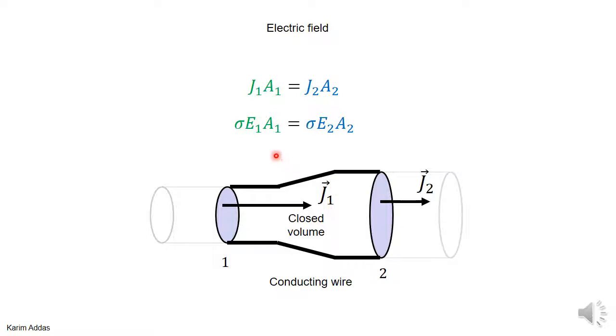How about the electric field? Well, we know that J is sigma E, so we can write J1 as sigma E1 and J2 as sigma E2, and the sigmas are the same. The conductivity, the material, is the same, so we can cancel the sigmas. We get E1A1 is equal to E2A2, and so that means also for the small area the electric field E1 is large. For the large area the electric field E2 is small, because the product has to stay always the same.